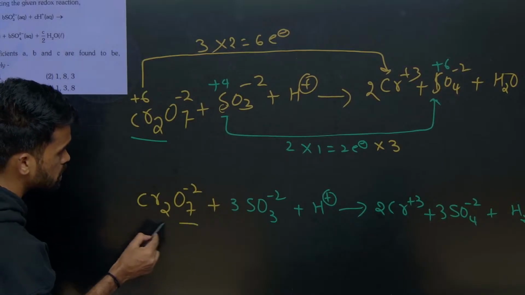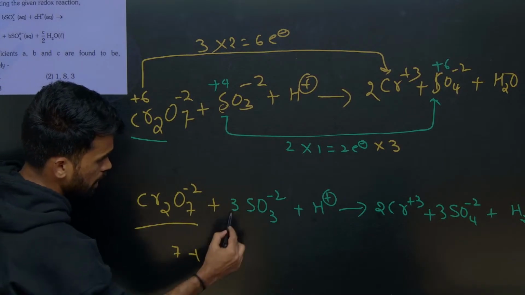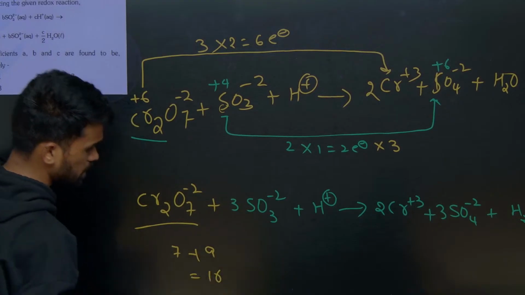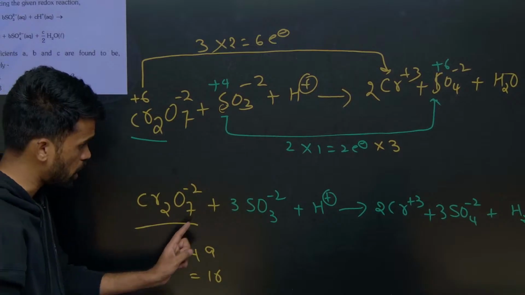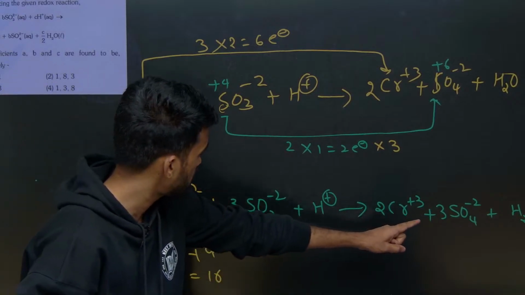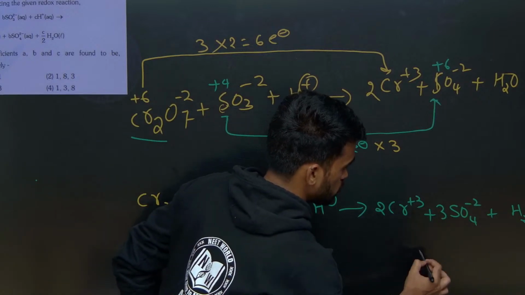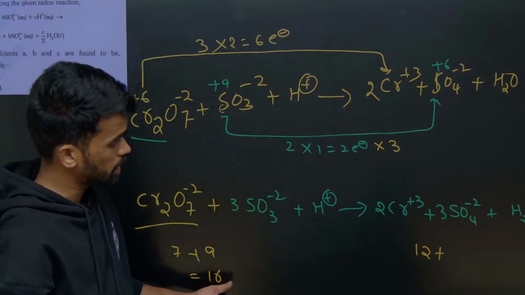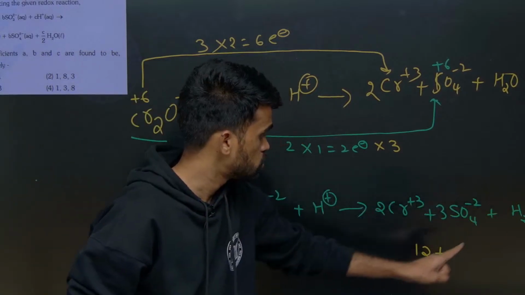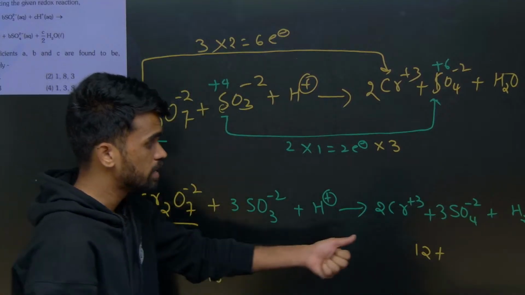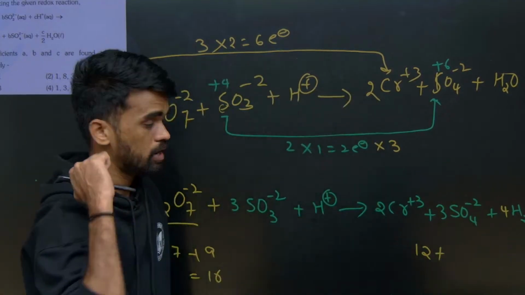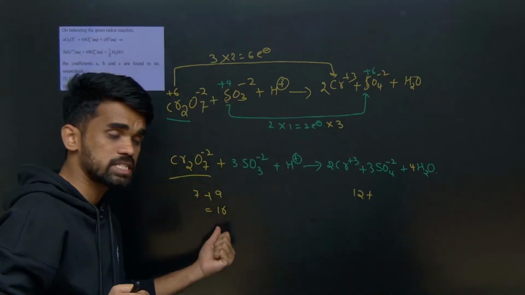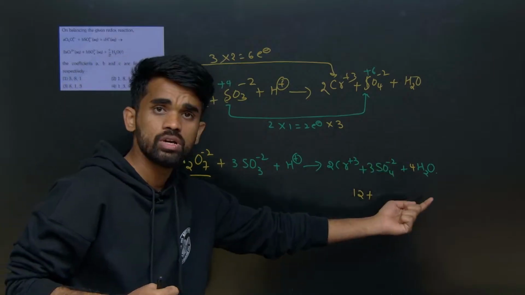So now how many oxygen atoms are there? 7 here and 3 times 3 is 9 here, so total 16. I hope it is clear how many oxygen atoms are there: 16. And this side also you can check. 4 times 3 is 12, so 12 are there, but it should be 16 here. So we need to make it 16. Therefore I can take 4 water molecules, and it will balance the number of oxygens. Here 16 oxygen atoms, here also 16 oxygen atoms.